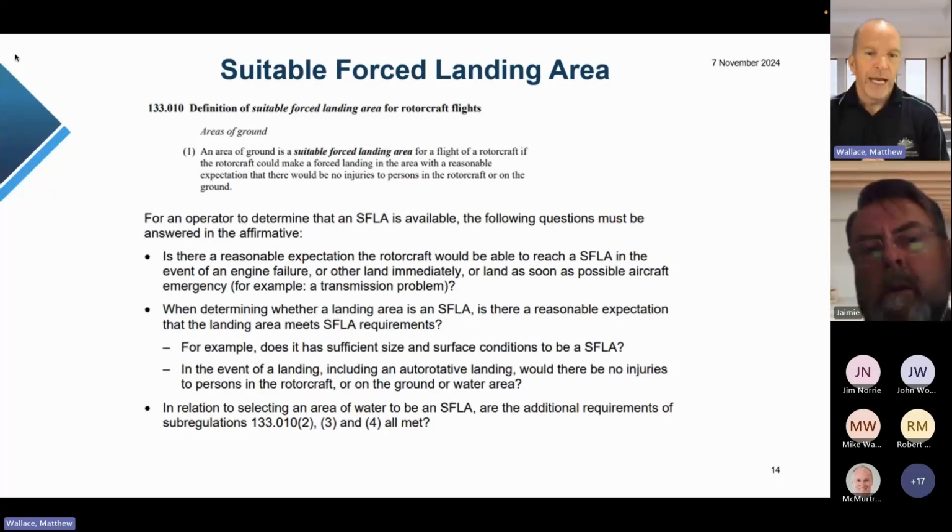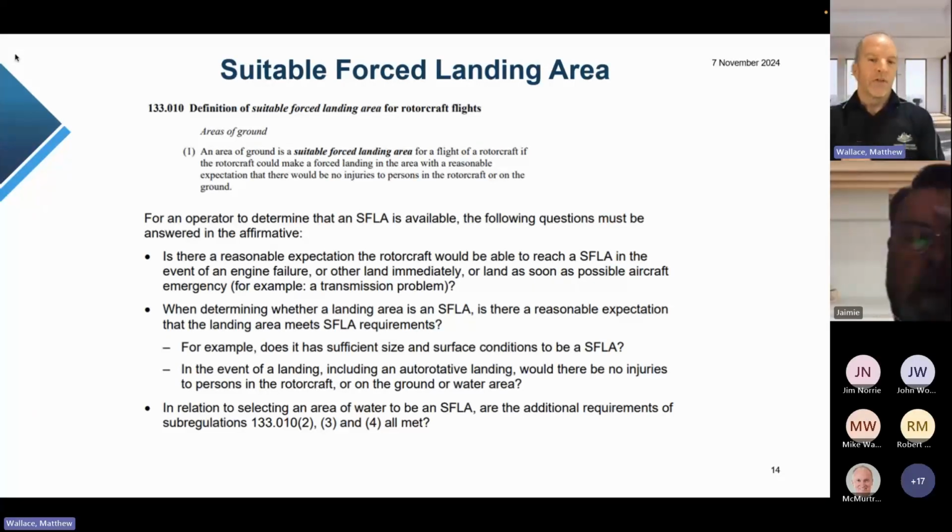When determining whether a landing area is a suitable forced landing area, is there a reasonable expectation that the landing area meets the suitable forced landing area requirements, for example, sufficient size and surface conditions, and in the event of a landing, including an autorotation, would there be no injuries to persons in the rotorcraft or on the ground or the water area? So if I was choosing to land inside the MCG on its grand final day, it probably wouldn't be a suitable forced landing area.